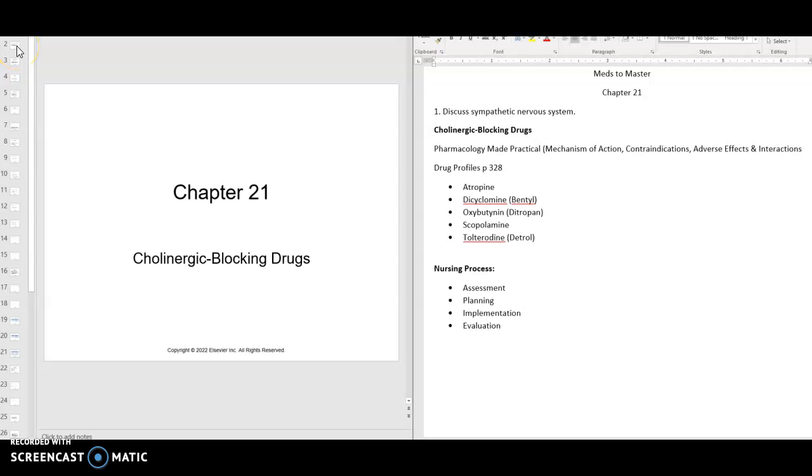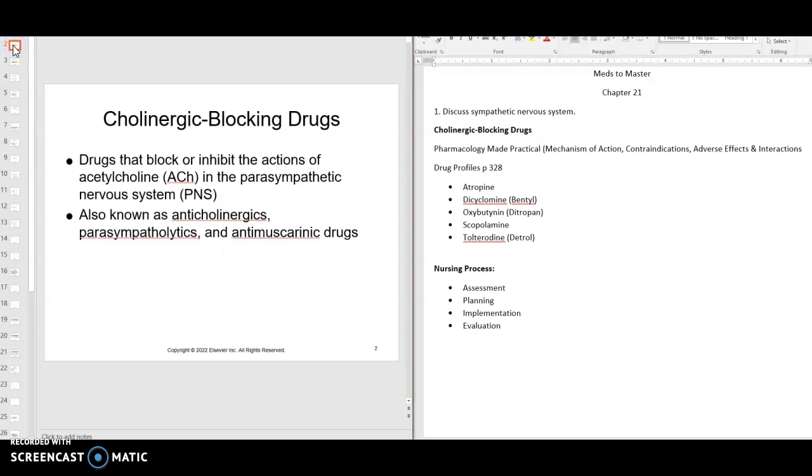So chapter 21 is going to specifically talk about things that block the drugs that we mentioned in chapter 20. We call them anticholinergic or cholinergic blocking medications. If you think about the rest and digest from chapter 20, these are going to do just the opposite of that; they almost speed everything up. So we'll look at some of those here.